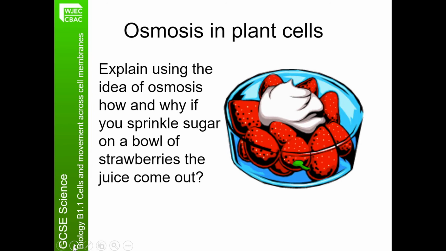And as the strawberries lose this water, the cells start to plasmolyse. The cytoplasm starts to pull away from the cell membrane, and the cells become flaccid and soft, and so the strawberries become juicier, and that's why we have this liquid coming out, because it's the water coming out of the sap vacuole. So that's the sugar on the strawberries drawing that water out by osmosis. So see if you can write down some answers for those two.